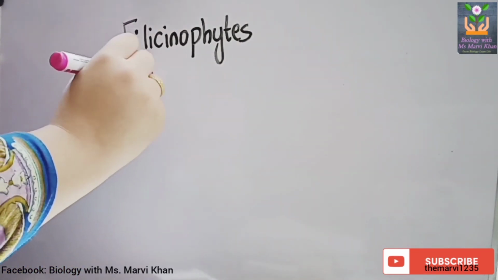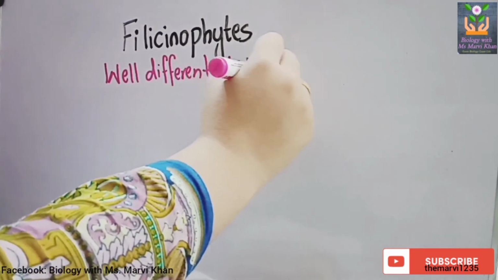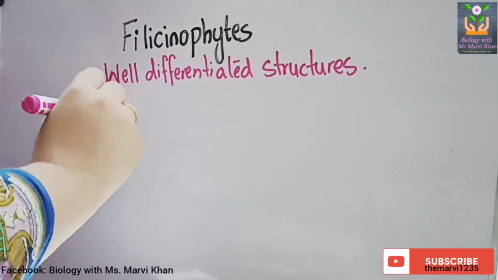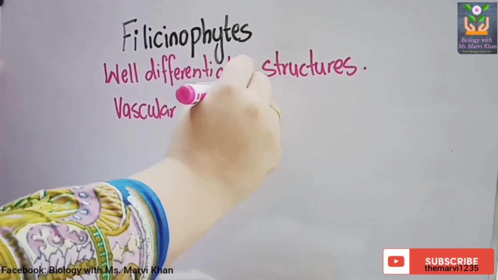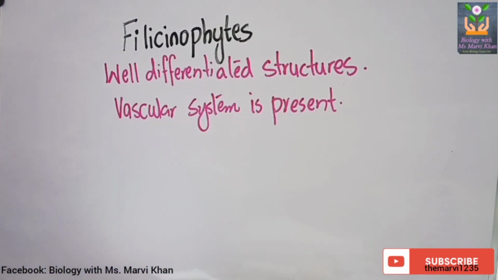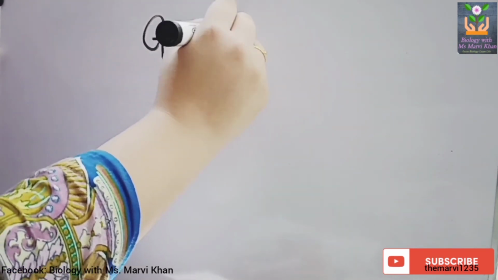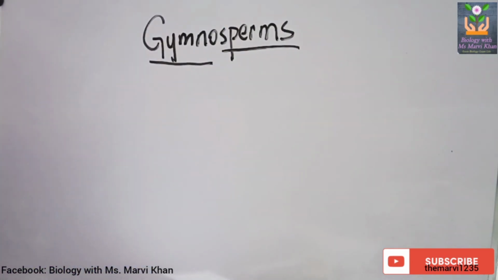Then comes Pteridophytes. Pteridophytes again have well differentiated structures. They have a vascular system as well. Pteridophytes usually include ferns. In ferns, the stem is usually entirely below the ground and it takes the form of a structure which is known as a rhizome.